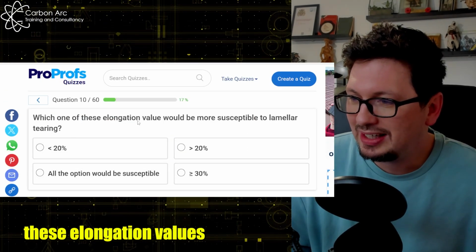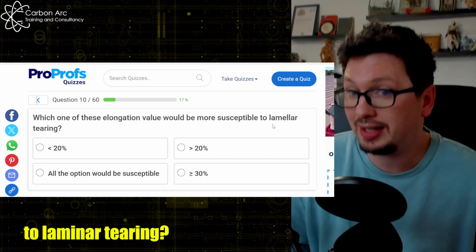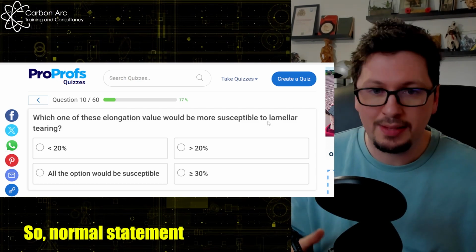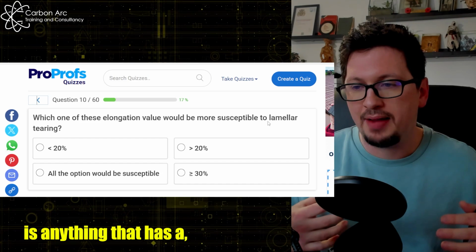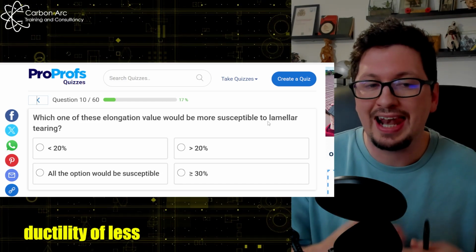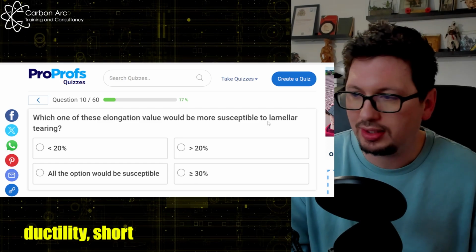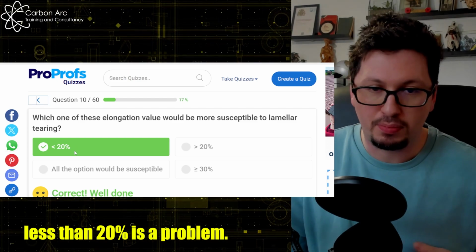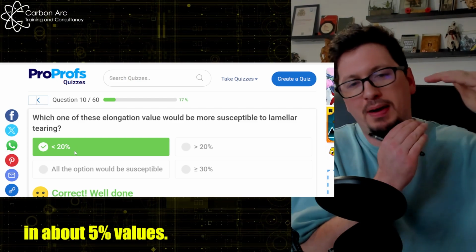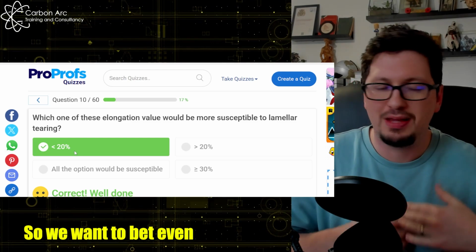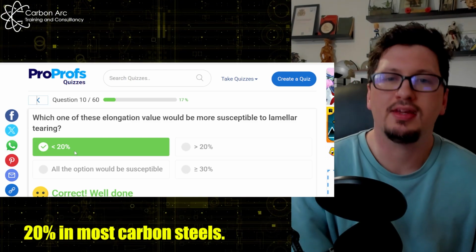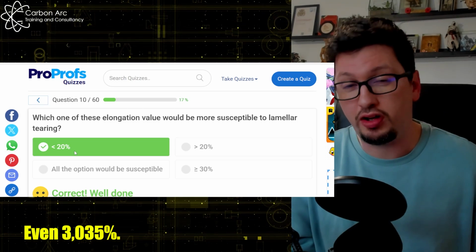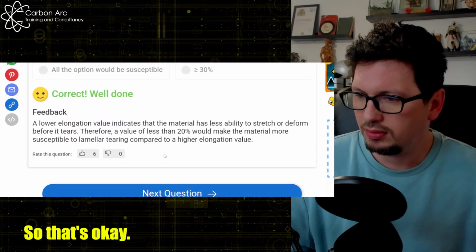Which one of these elongation values would be more susceptible to laminar tearing? Now, I like this type of question. Our normal statement is anything that has a ductility, or a straw test ductility, short transverse reduction in area, of less than 20% is a problem. Then it stages down in about 5% values. So we want better than 20%. In most carbon steels, if you look at a mill cert, you'll see that it actually gets better than 35%. So that's okay.